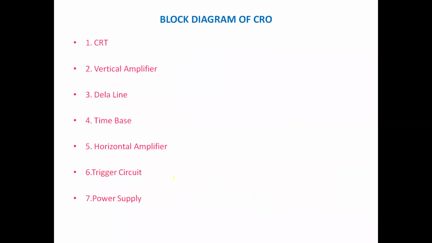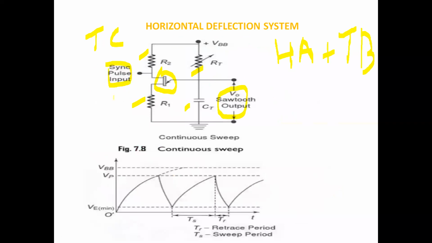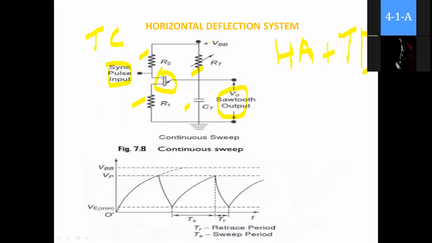Coming here again, the supply given to this horizontal deflection system, or this sweep generator, is VBB. Now, initially, if the UJT is in the off condition, what is the first case? When the UJT is in the off condition.